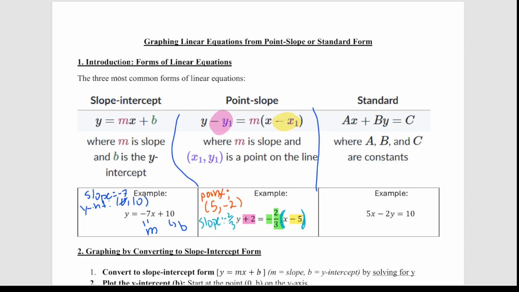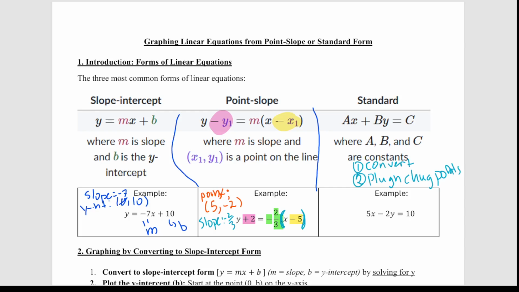The final type of form is standard form. And even though it's called standard form, it's actually kind of the least nice to work with. Basically, if you're going to work with standard form, you have two choices. You either need to convert it to look like slope-intercept form, or you need to plug and chug some points. Both of which are concepts we've sort of gone over before.